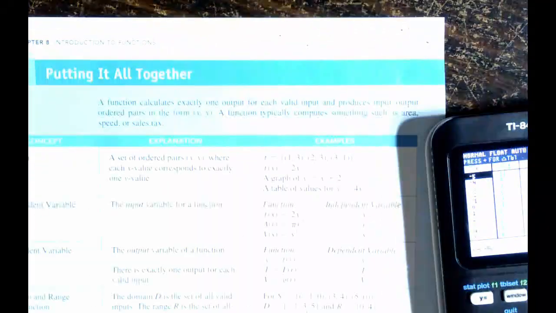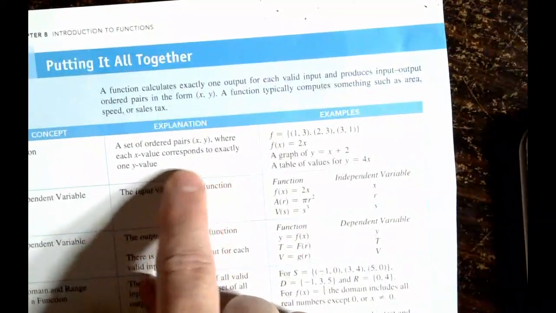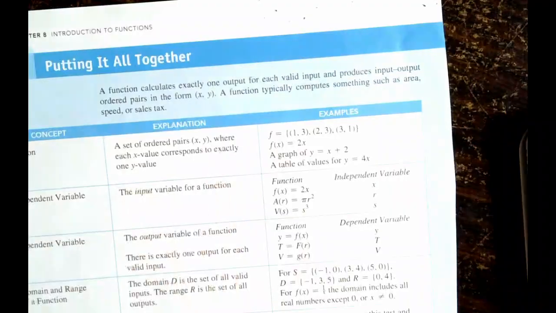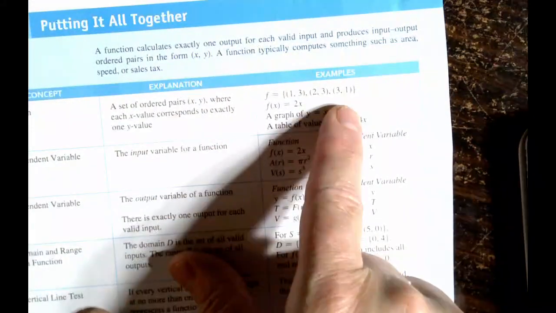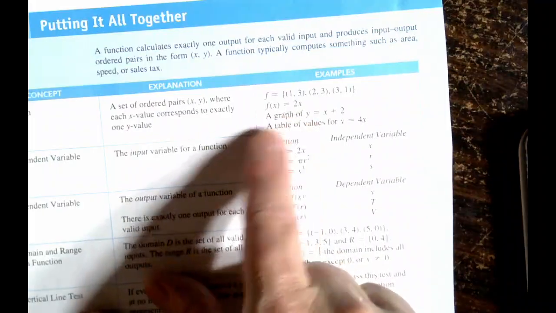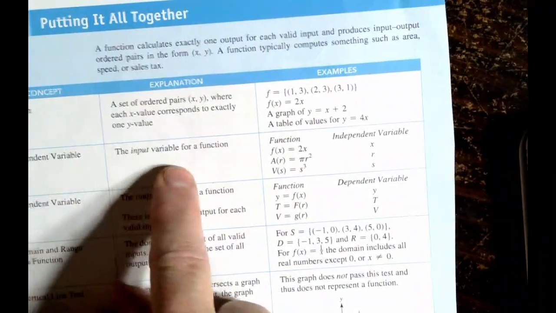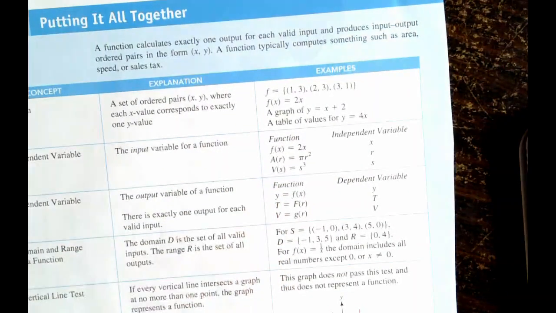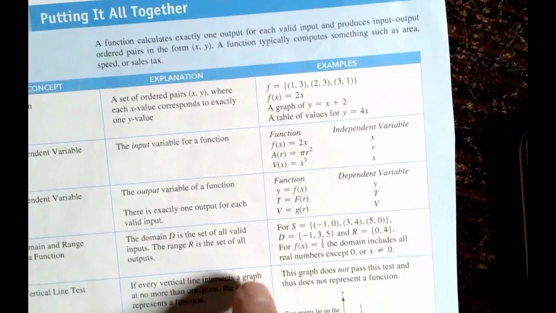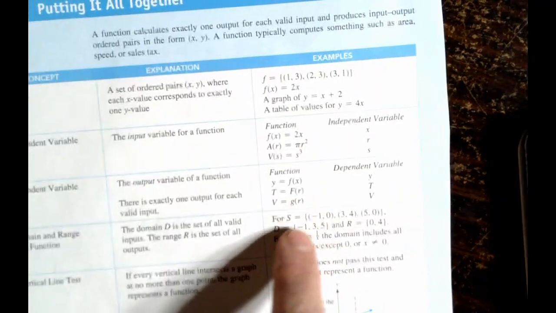Okay, so what did we cover in here? We talked about a function, a set of ordered pairs where each input has a specific output. Okay, and there's several ways you can draw it. You can draw it by individual numbers, you can draw it with a formula, you can graph it, or you can use a table. Now the input variable of the function, that's your x value, and it's called an independent variable. Now your output is your y value, and that's your dependent variable.